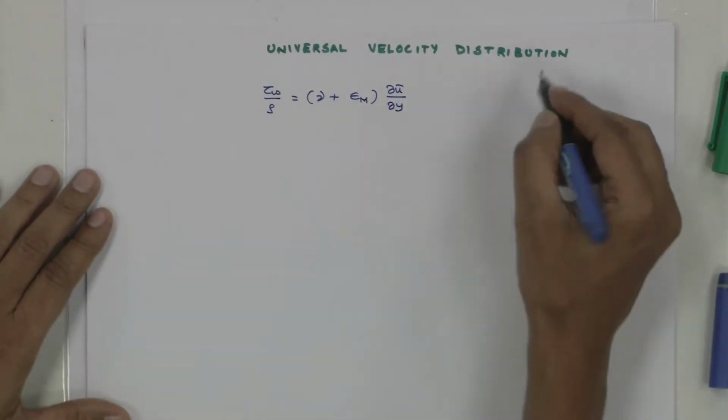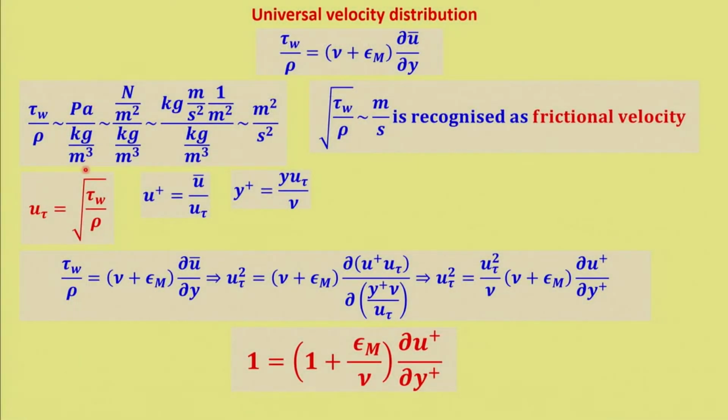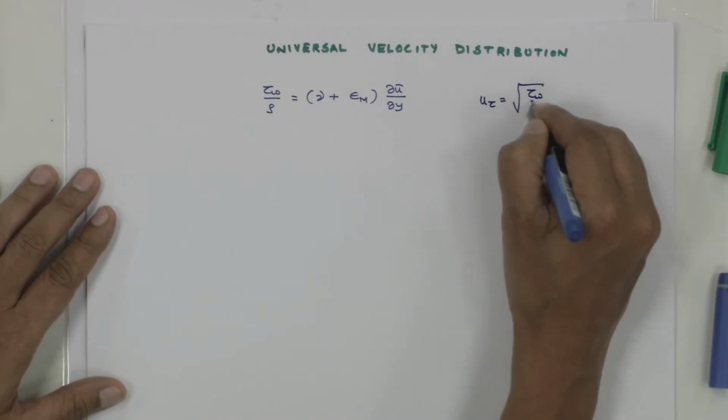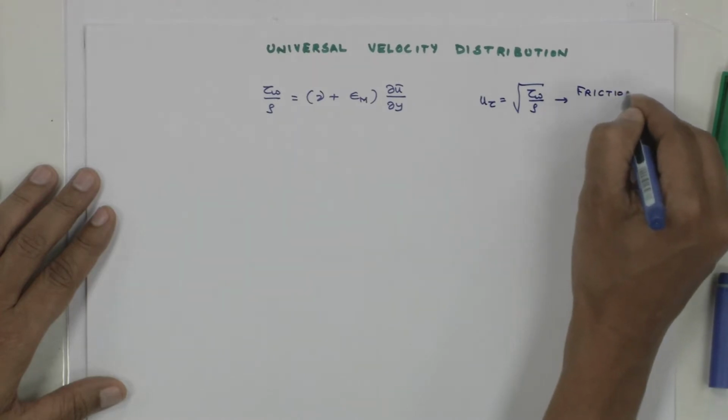Now if you recollect, if you get back to slides, tau wall by rho has units Pascal per kg per meter cube, that is Newton per meter squared upon kg per meter cube. Newton can be written as kg meter per second squared, into 1 by meter squared, kg per meter cube. It reduces to meter squared per second squared. That means tau wall by rho is recognized as frictional velocity. Yesterday we called this u tau, equal to square root of tau wall by rho, and this we called frictional velocity.